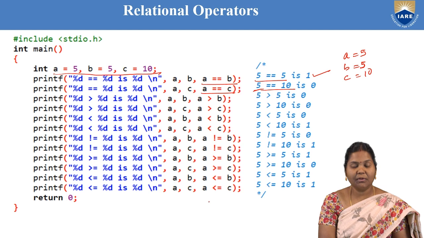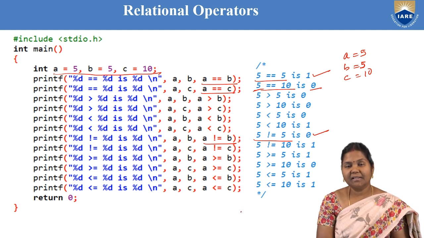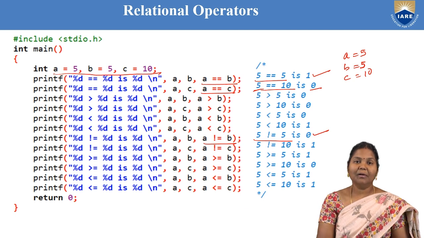5 double equals to 10. No, it is false. So, it is returning you 0. Similarly, you can check A not equals to B. 5 is not equals to 5. No, it is false. So, it is 0. So, this way, it will evaluate the expression relationship and it will return either true or false.